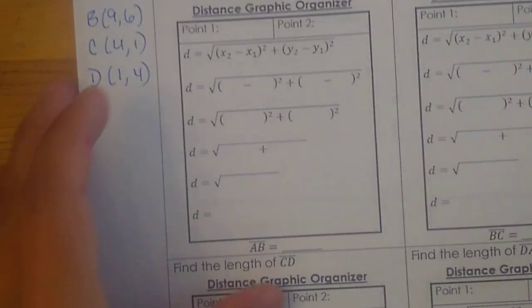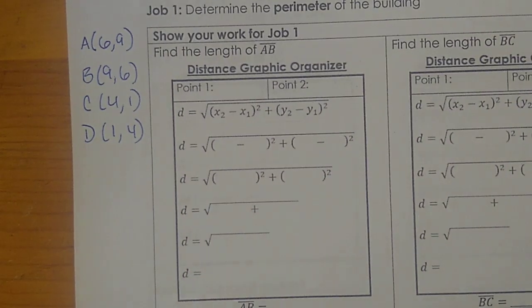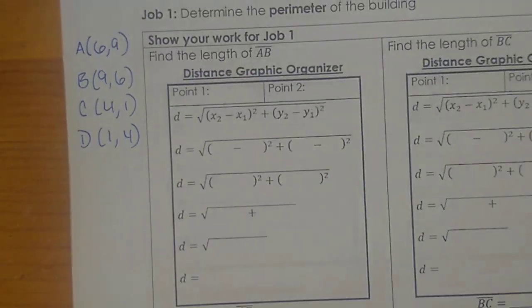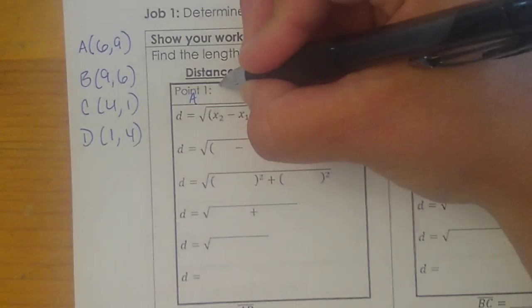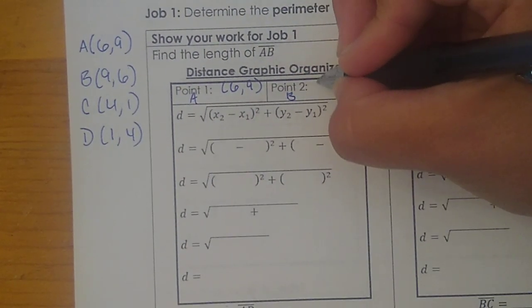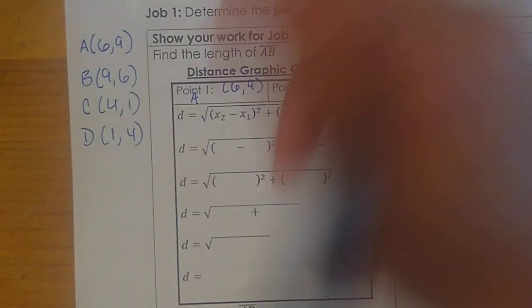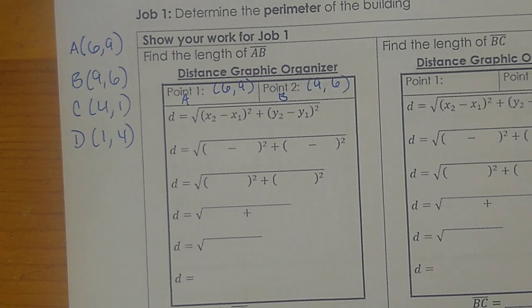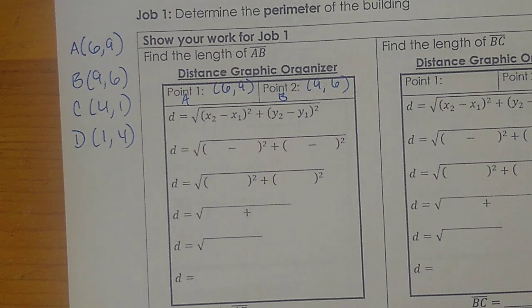So I'm going to be using my distance formula. I have my graphic organizers right in front of me. They make it nice and simple. I'm going to find the length of AB. So I know A is 6 comma 9 and B is 9 comma 6. So that's where having these labeled makes it very easy. If I'd missed the label, I wouldn't know what to put where. So having the label is very, very important.